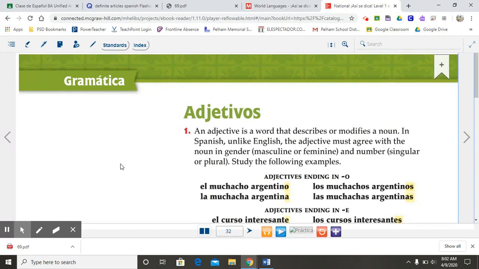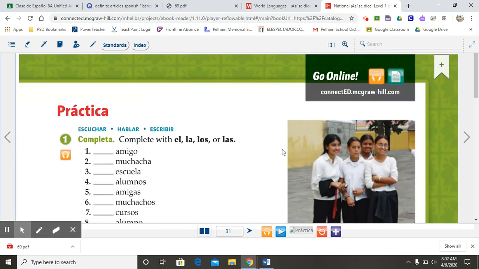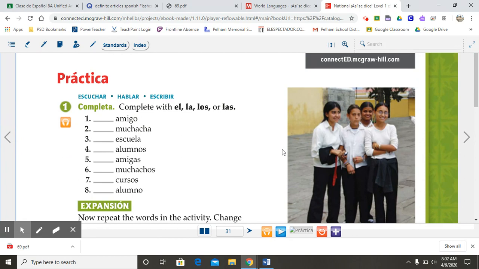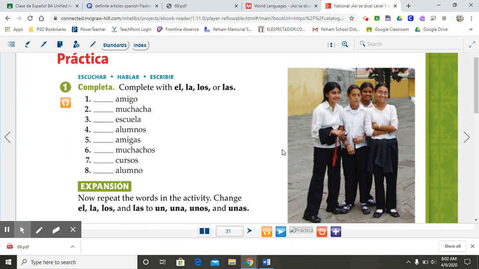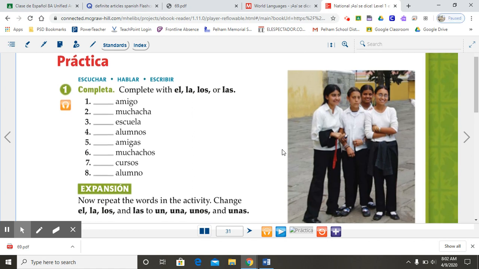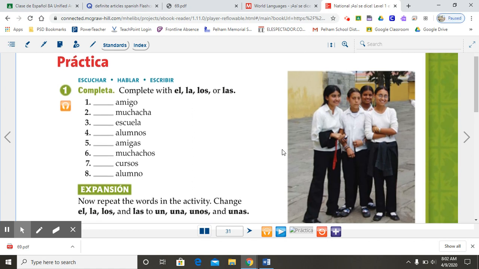So let's take a look at this practice. What I'm going to do is I would like you to take out a piece of paper. This is going to be a pausing point, for you to practice. You're going to look at these 8 words and you're going to complete with el, la, los, and las.